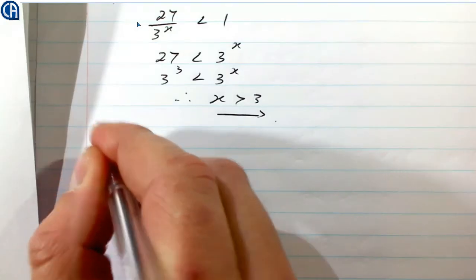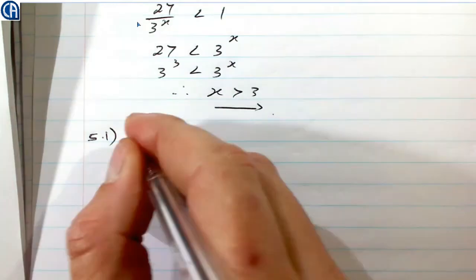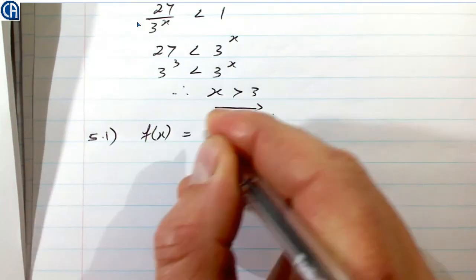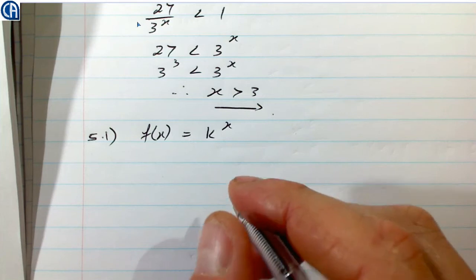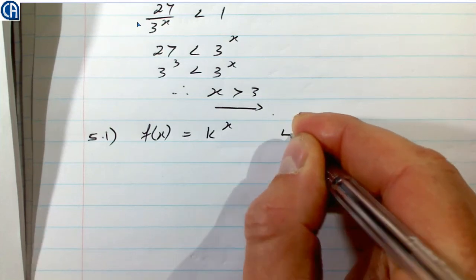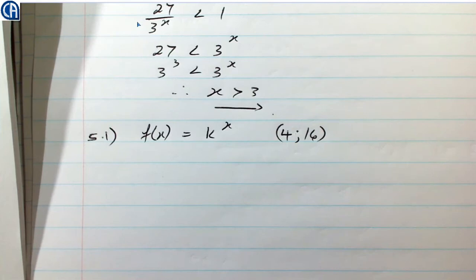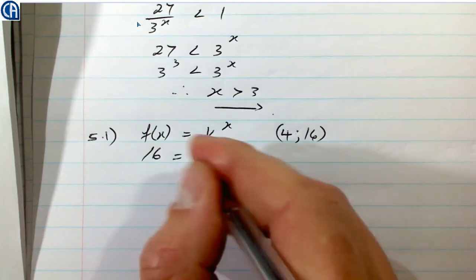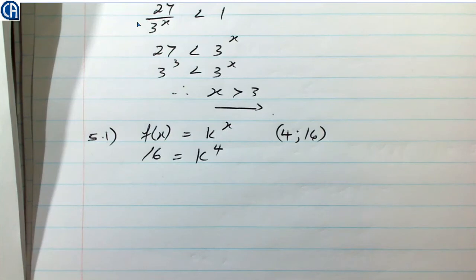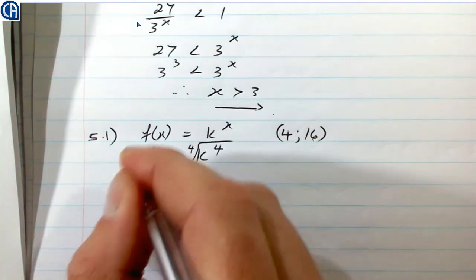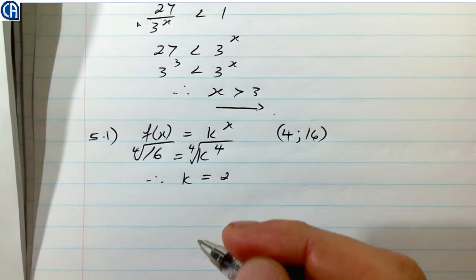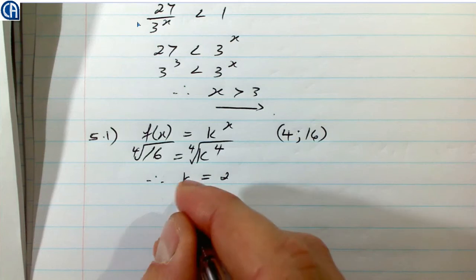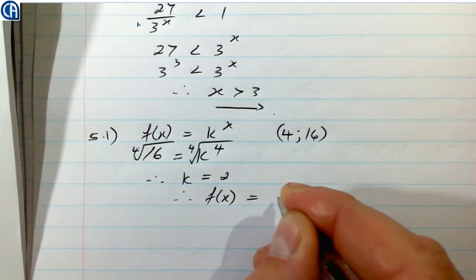5.1. Right, we have f of x is equal to k to the power x, where k is greater than 0, and the point (4; 16) lies on f. Calculate the value of k. So the point is (4; 16). So the y value is 16, equals k to the power 4. So take the fourth root of 16. Therefore k equals 2. Right, so therefore f of x is equal to 2 to the x.